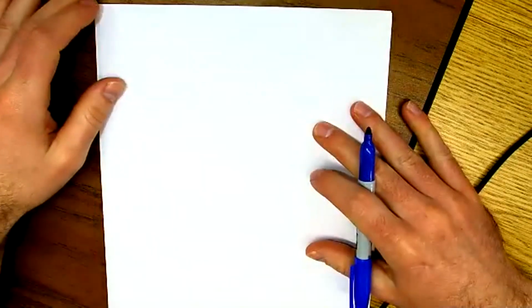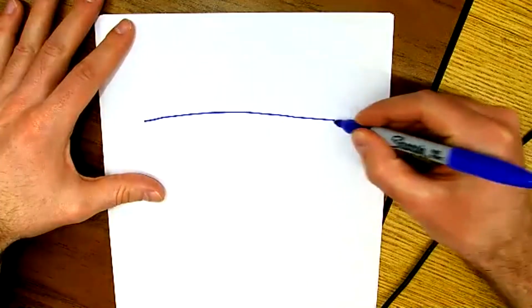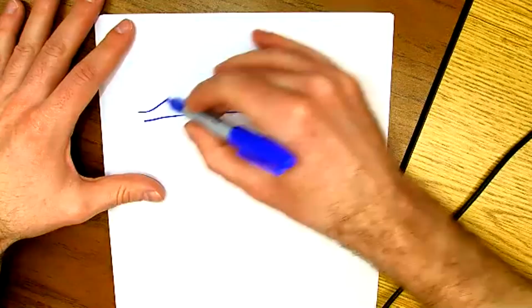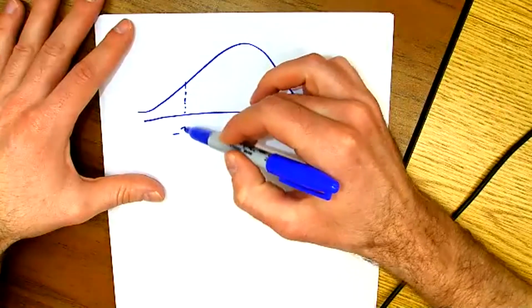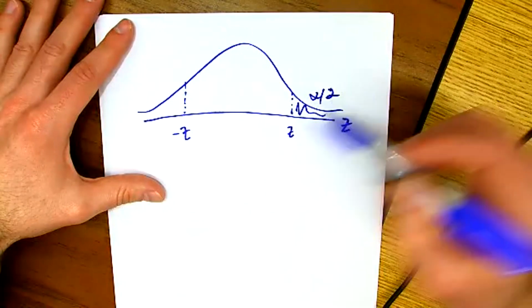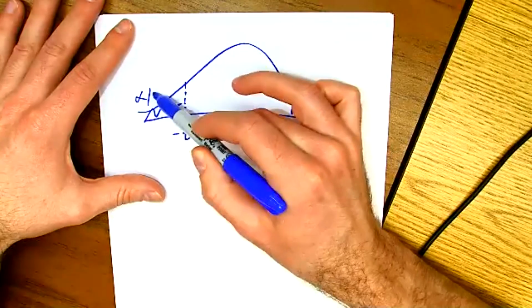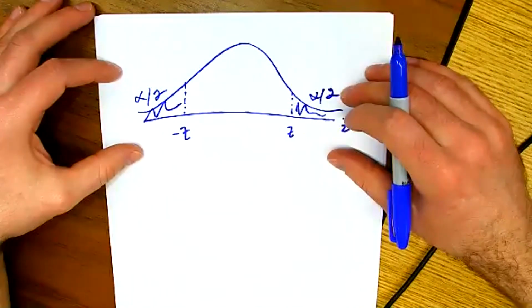It wants to switch over. There we go. So kind of a reminder of what we were doing. When we were looking up that z-score, we wanted the z-score that gave us alpha over 2 on either side of that distribution, right? Or a total of alpha in those tails.